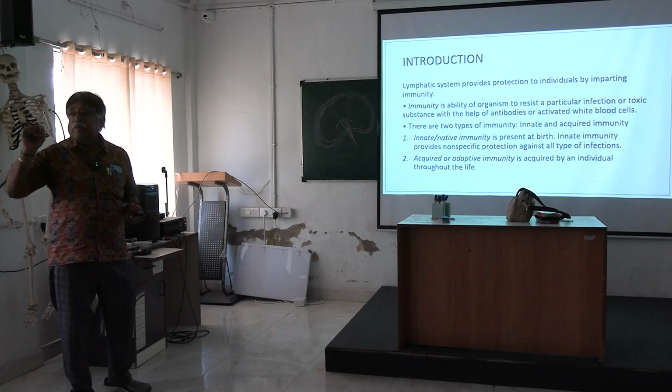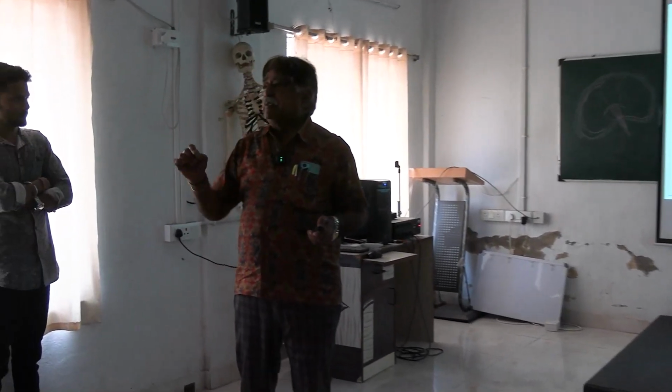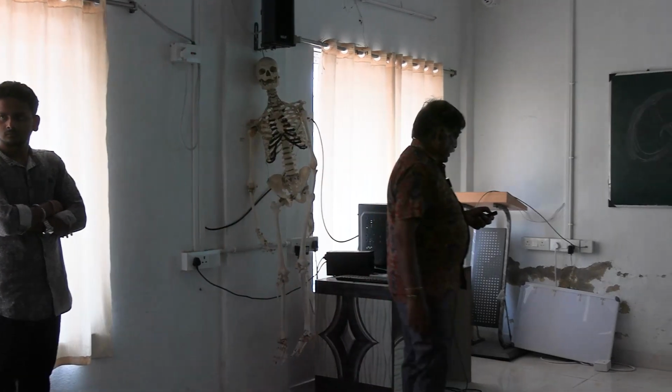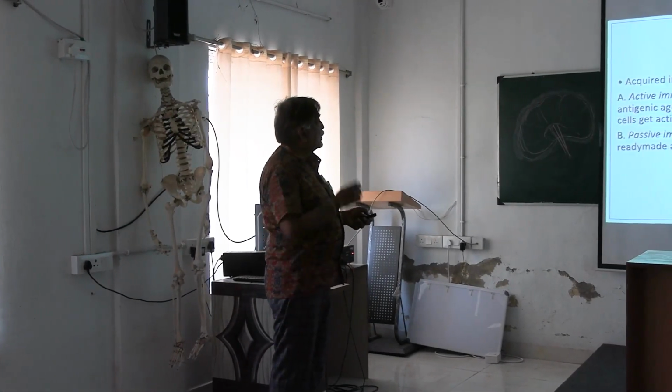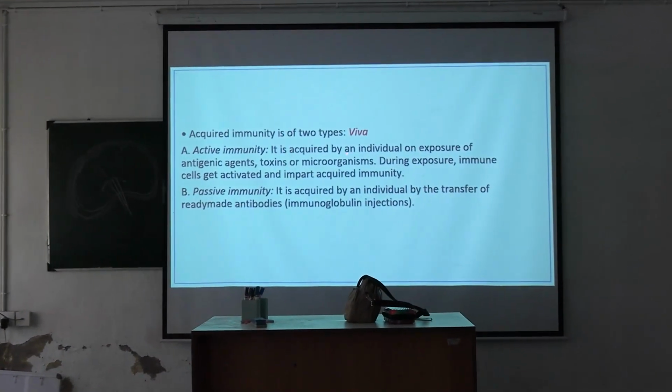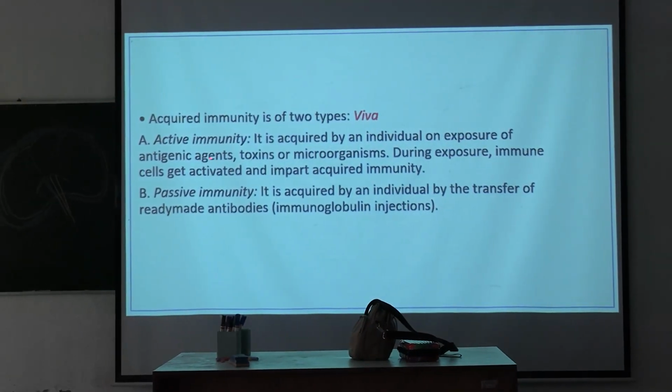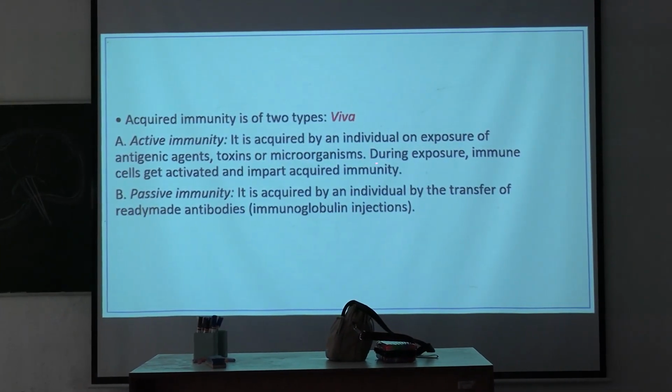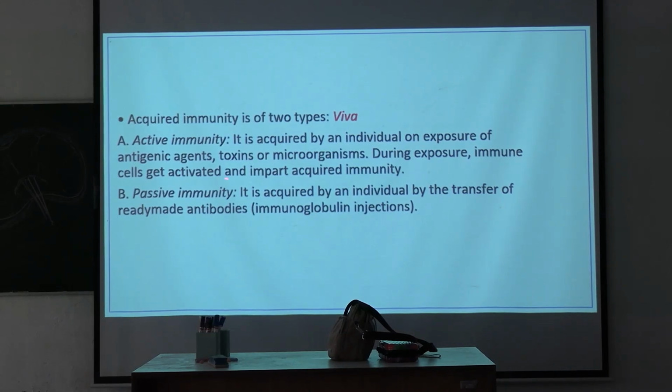Now that can be an MCQ question also. What is innate? Innate immunity is present at birth. So accordingly you answer. Now acquired immunity is of two types. This is a question in viva. Active immunity is acquired by an individual on exposure to antigenic agents, toxins or microorganisms. During exposure, immune cells get activated and impart acquired immunity. Now, passive immunity is acquired by the individual by transfer of ready-made antibodies, that is, immunoglobulin injections.